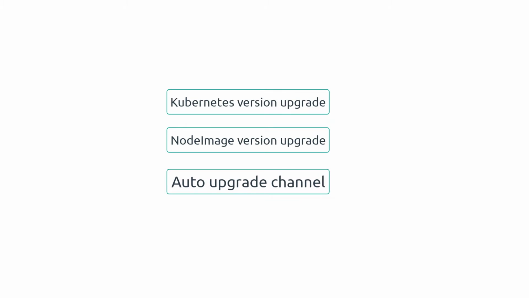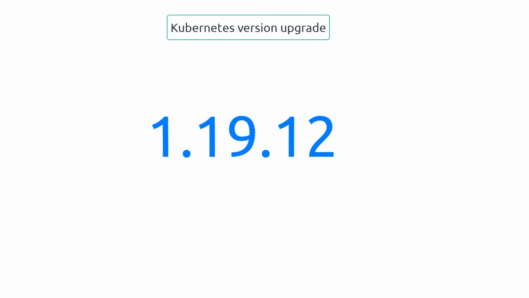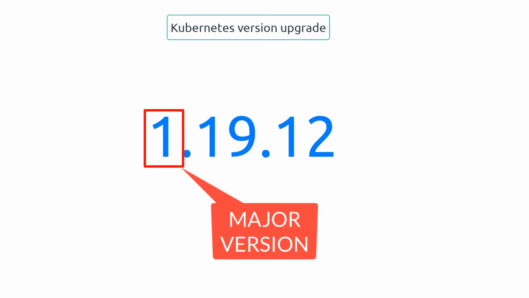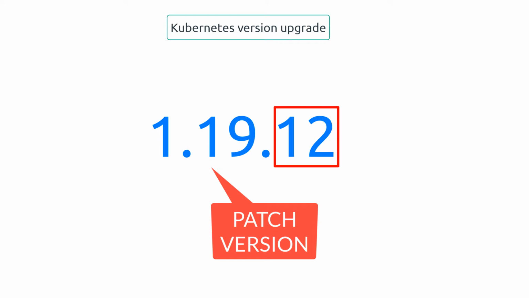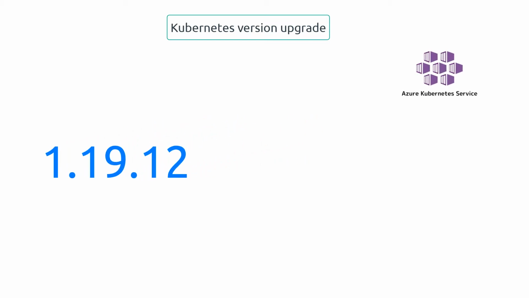Let's talk about the first kind of upgrade, the Kubernetes version upgrade. Let's assume our Kubernetes cluster is at version 1.19.12. Let's break this down. The number 1 represents the major version, 19 represents the minor version, and 12 represents the patch version. Every quarter, Kubernetes releases a new minor version, and at any given point, Azure supports n-2 minor versions.